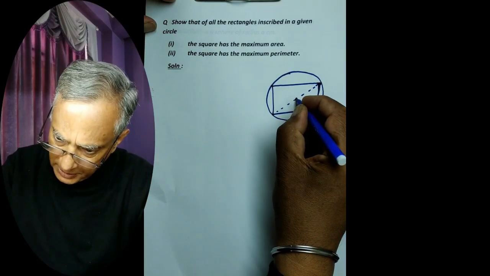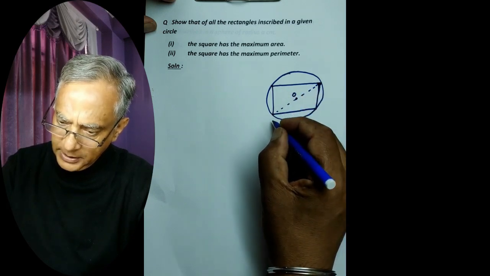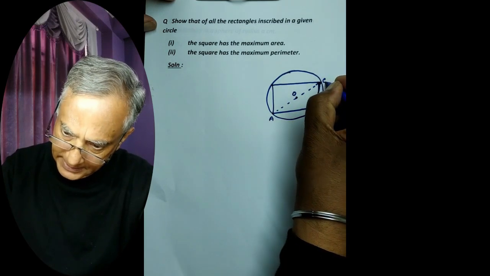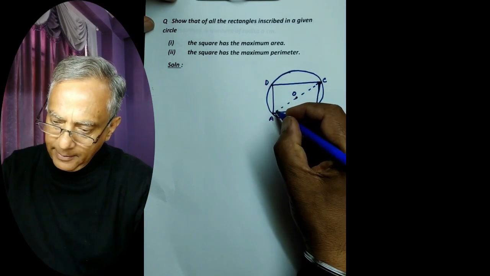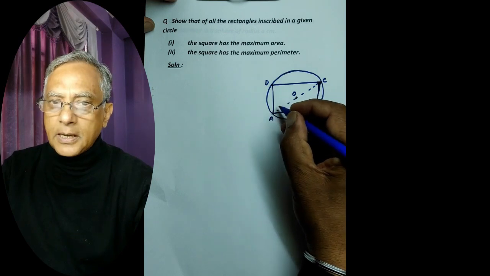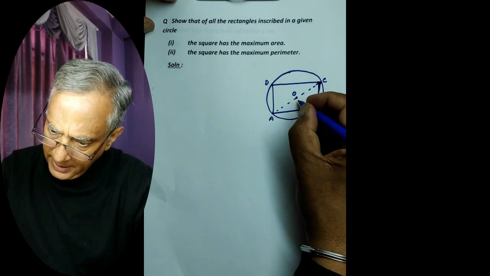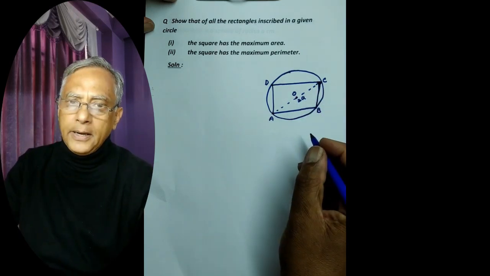Then this must pass through the center of the circle. Let O be the center of the circle. This be A, this be B, this is C, and this is D. Let a be the radius of this circle, which is fixed. Circle is given, so the length of this diagonal will be 2a.